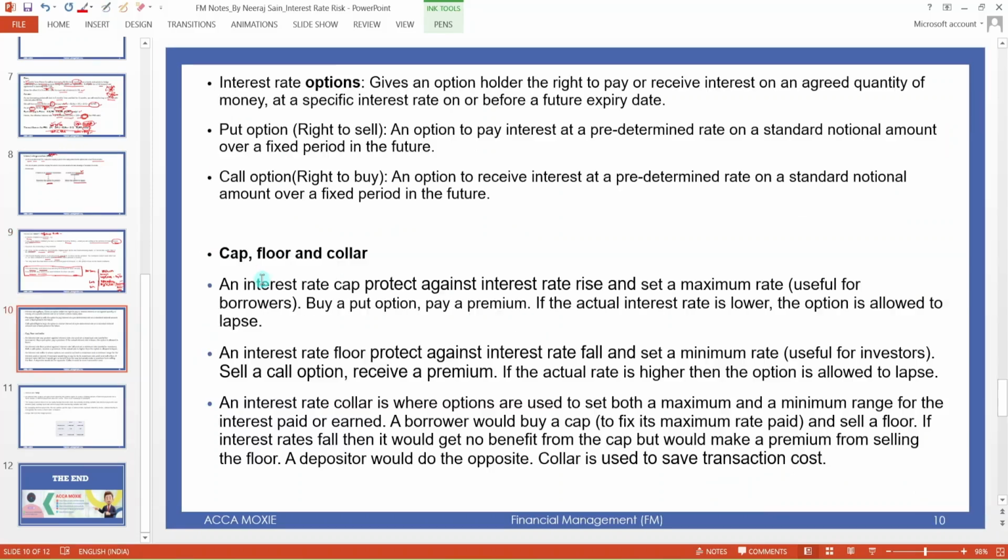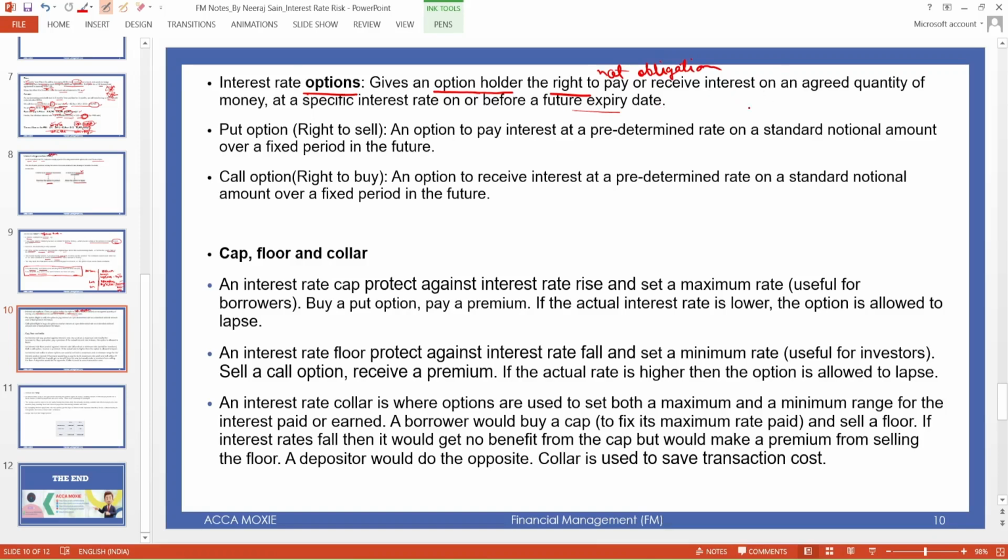Okay, next is the option. Interest rate options. Options means the option holder has the right, not the obligation, to own the interest agreed at a specified interest rate on or before the expiry date. If the actual transaction, or I can say the spot rate, is favorable, then we will lapse the option.